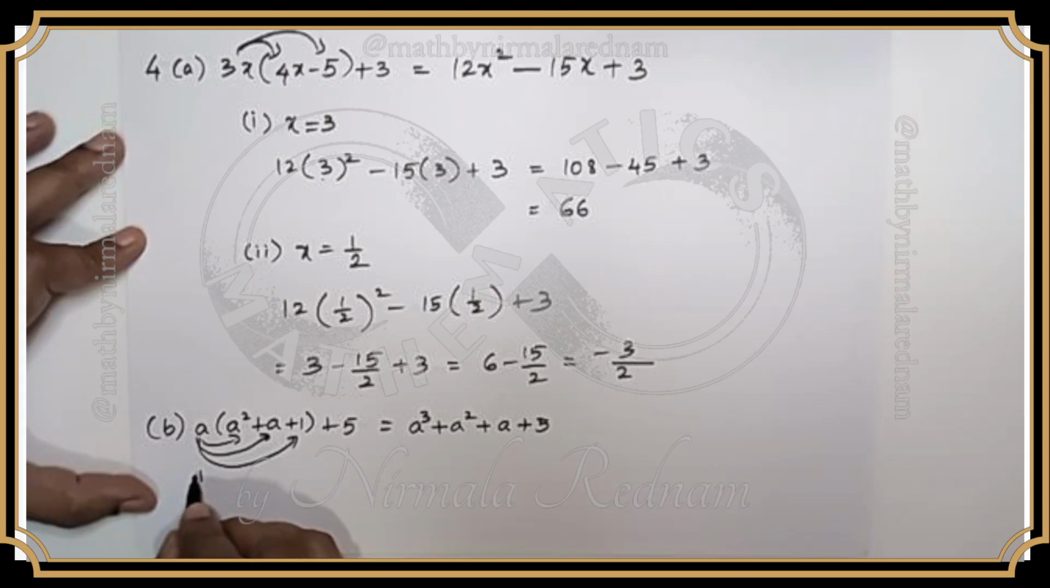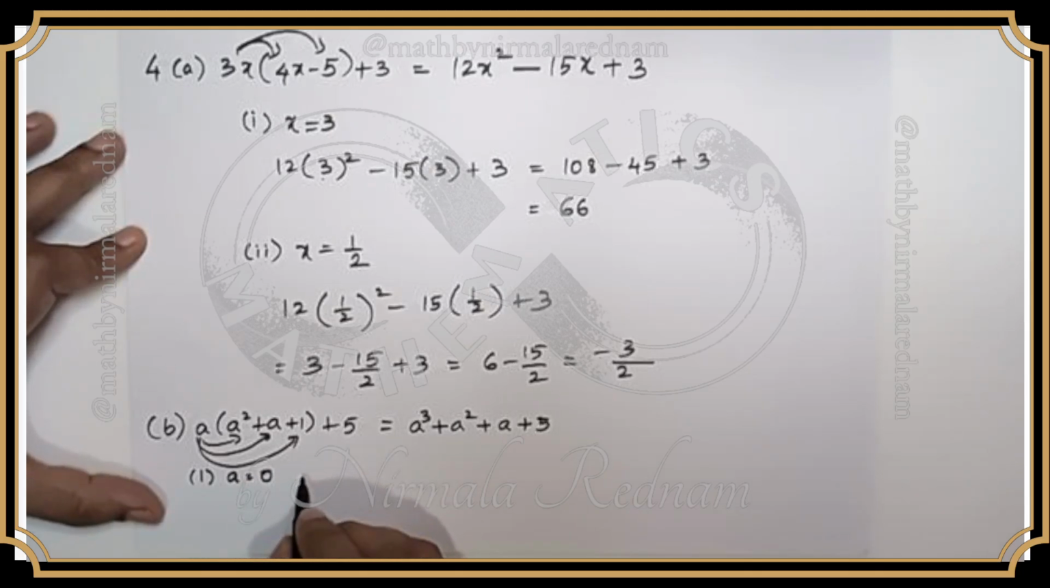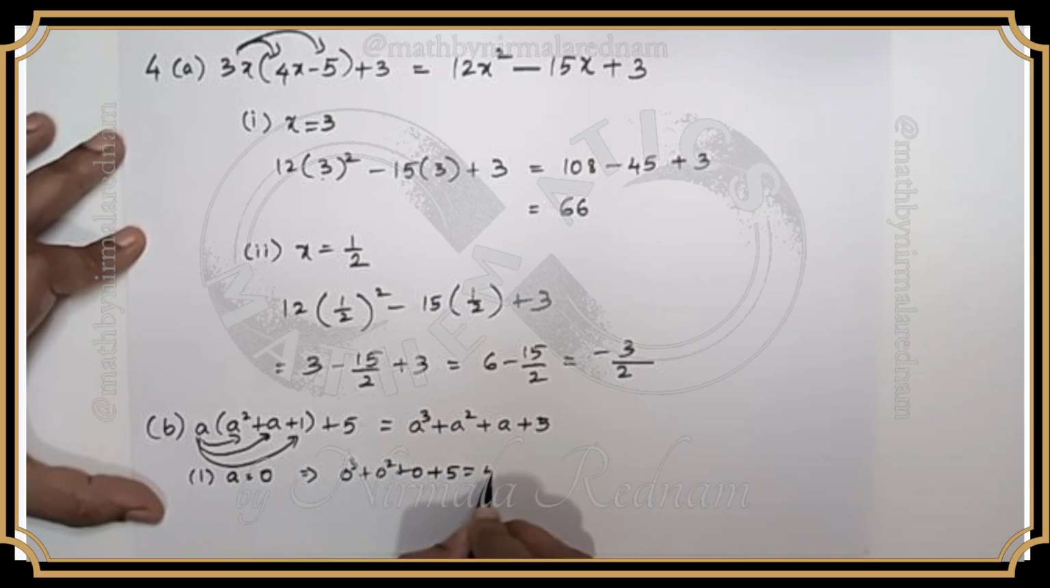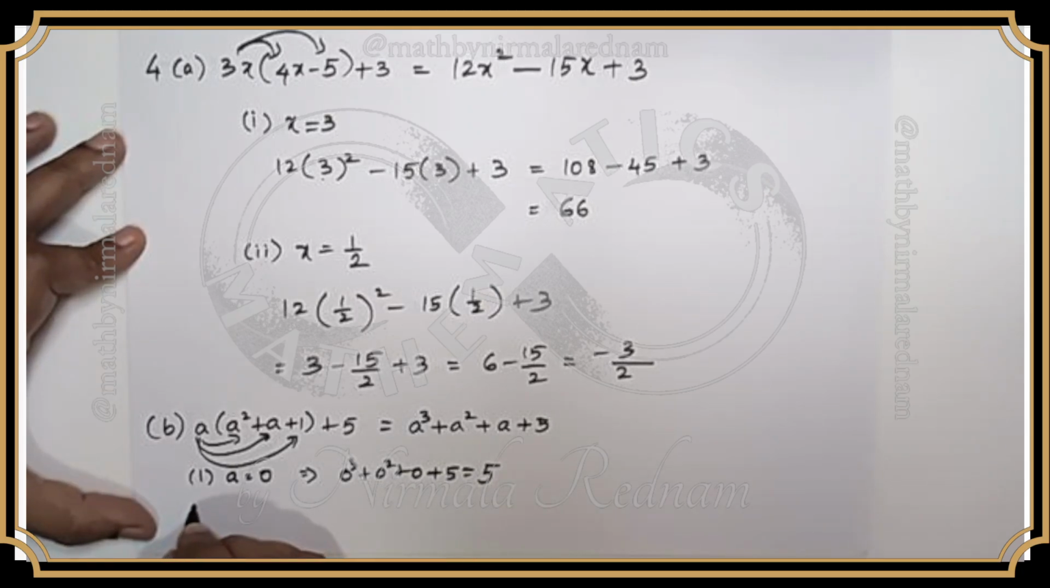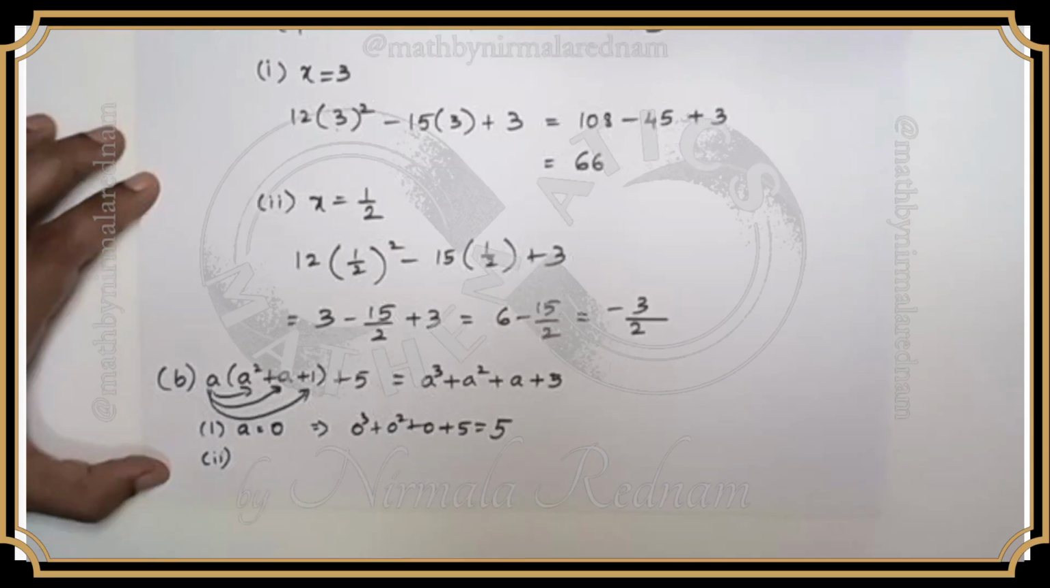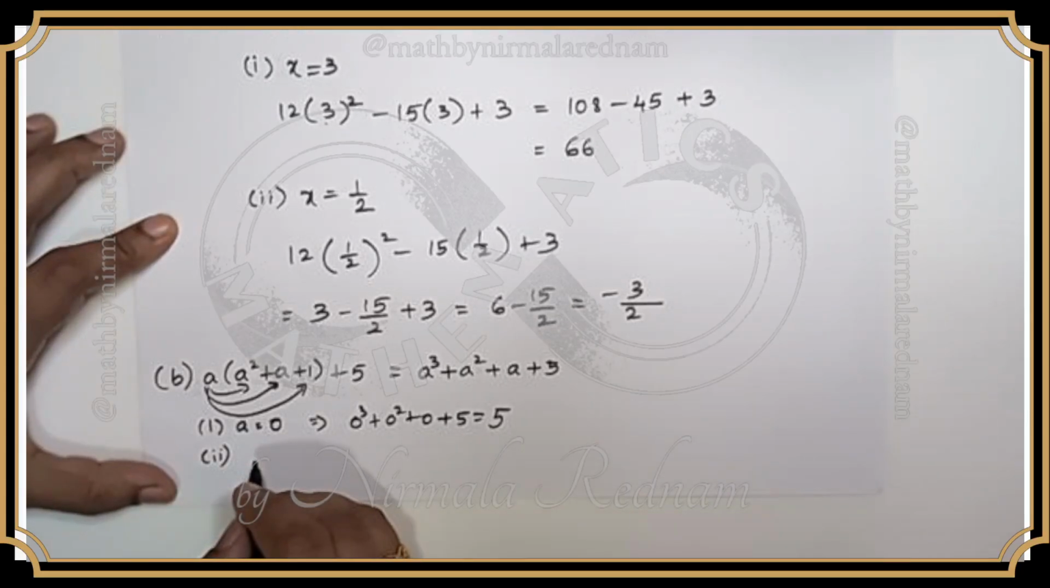In the first bit, I want to put a equal to 0. So when I put a equal to 0, this is going to be 0 cube plus 0 square plus 0 plus 5, which is nothing but 5, right? Next, I'll be putting a equal to 1.